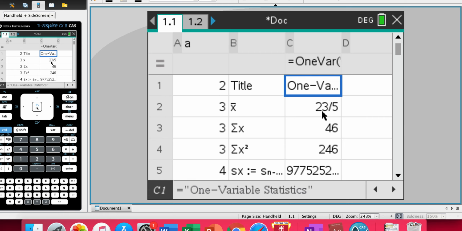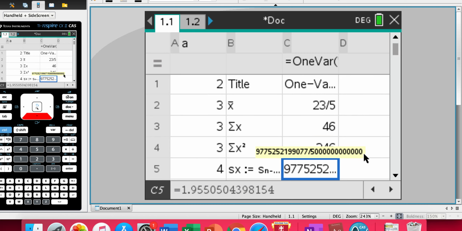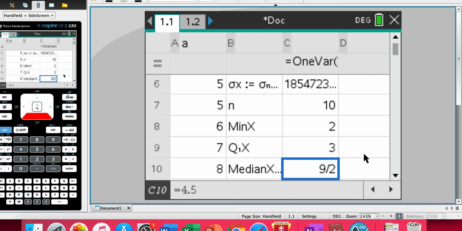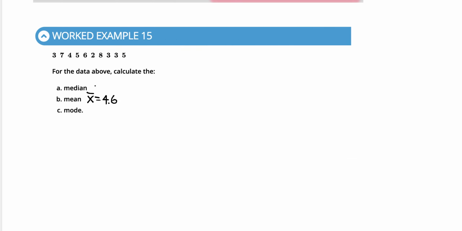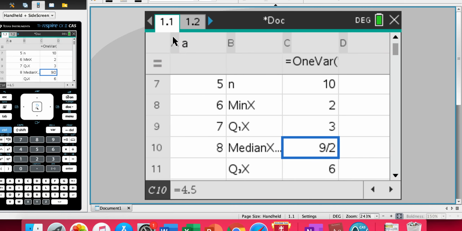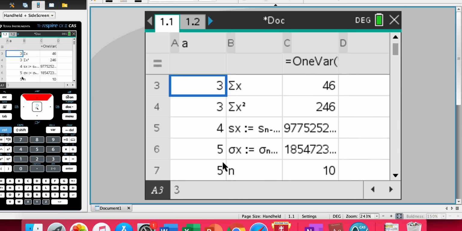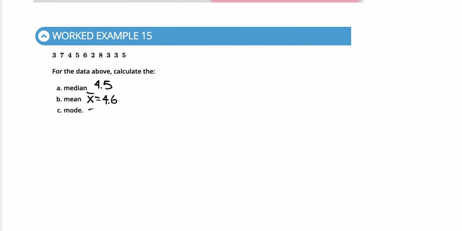So I have my mean here, and then we are finding our median. It says that we have 10 numbers. Here we go. And the median is 9/2, which is 4.5. So our median is 4.5. And then the mode, how are we going to find the mode? I'm just going to go into my data that I have here, and I'm going to say which one is the one that repeats the most. 3 comes 1, 2, 3. There you go.